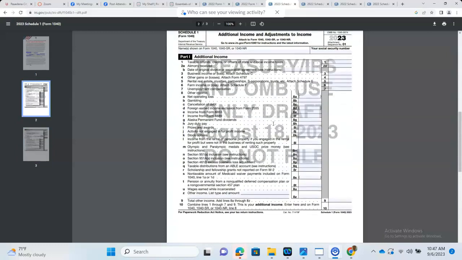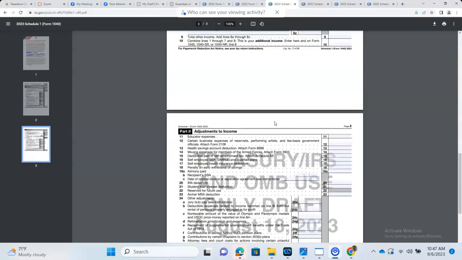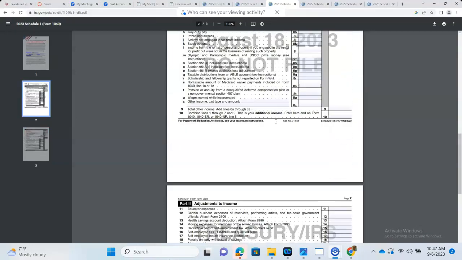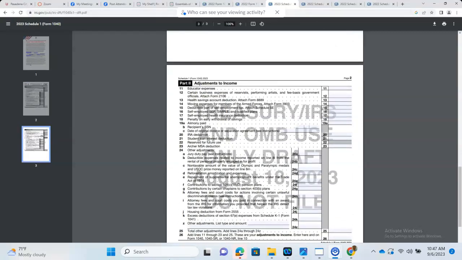Part 1 is adding to your income. Part 2 is deducting from your income. So here we go back to, let's say, your book.